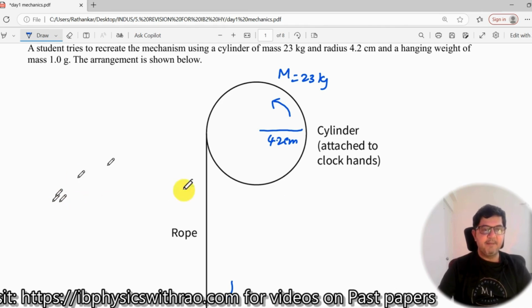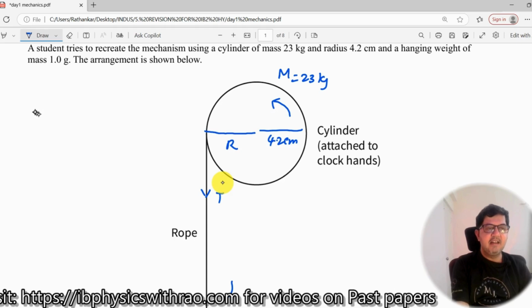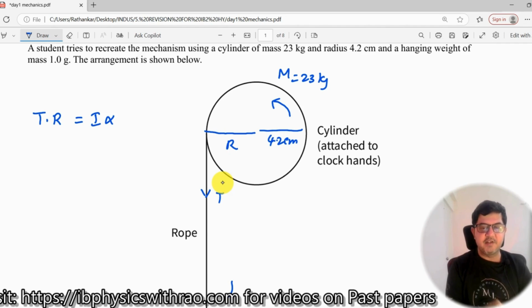Now, what will happen here? See, why is this rotating? This is rotating because this mass is pulling, right? When this is pulling, T is rotating. T is pulling like this, and as a result it rotates like this over here. So this is my radius r. I can now write T into r is equal to, what is T into r? T into r is nothing but torque, right? Torque is equal to I into alpha, moment of inertia multiplied by angular acceleration, which I already learnt about.